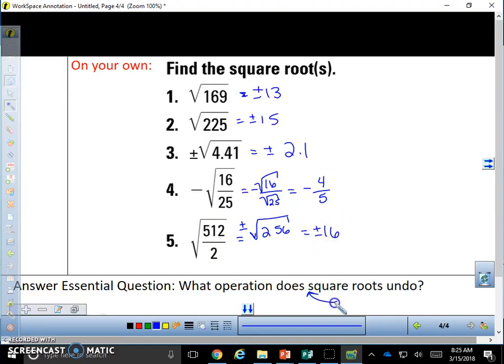So what operations does square root undo? is your essential question, and your checkpoint is up and running. I hope you're having a great day, guys.